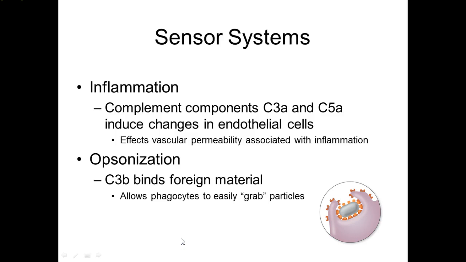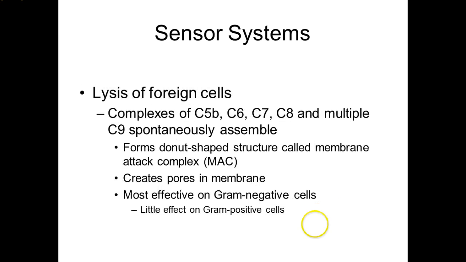So there's those important ones you need to know, right? And this is even showing that phagocytic cell grabbing onto it. That C3b, that's a really good opsonizer. And there's our MAC complex. As I said, most effective against gram-negatives, not so effective against the gram-positives, because it's tough to get to that membrane.